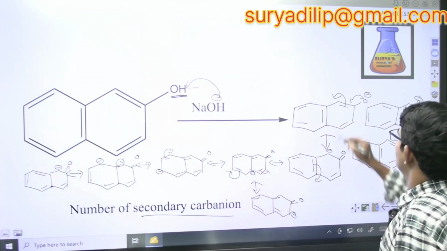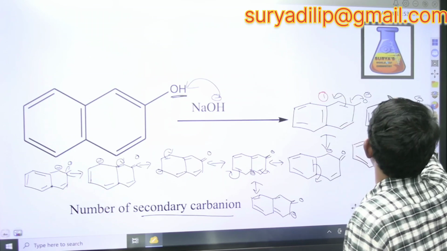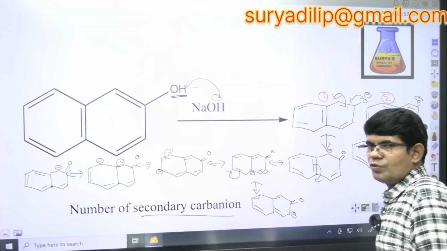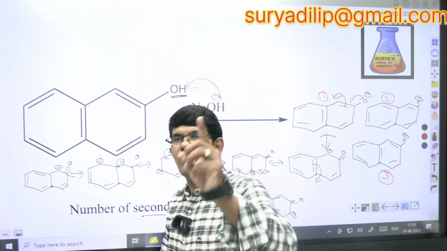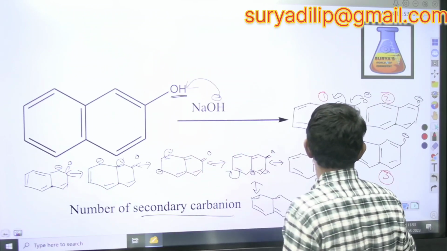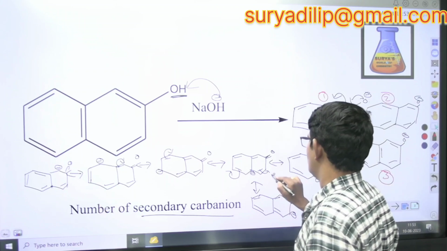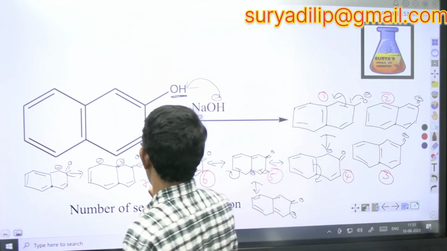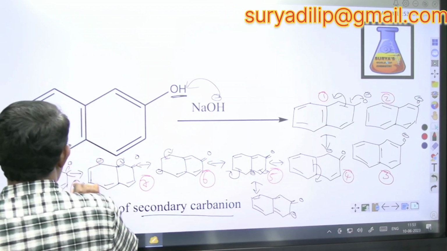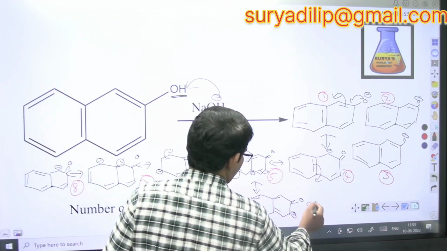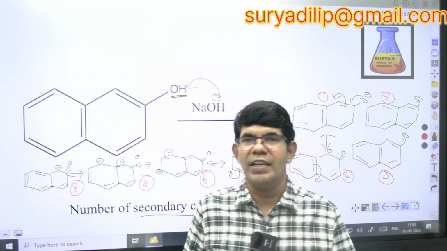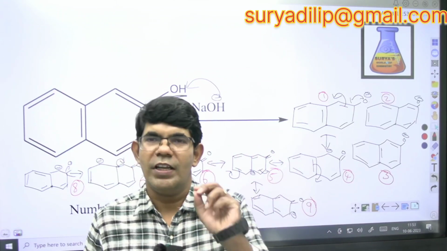So this is the first one, this is the second one, this is the third one, with reference to where the negative charge is on the oxygen atom. Then this is the fourth one, this is the fifth one, this is the sixth one, this is the seventh one, this is the eighth one, and this is the ninth one. So total, how many resonating structures have we seen? Possibly 9. So what is the concept here?